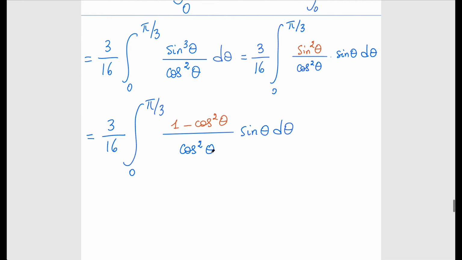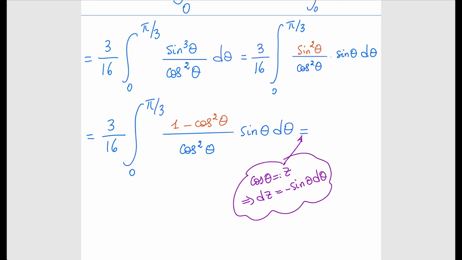I'm going to take cosine theta to be z, let's say. This means that dz, the derivative of cosine, is negative sine theta d theta, right? So the integral becomes 3 over 16 remains the same. Now I'm going to switch the bounds for z, since I'm integrating with respect to z. 1 minus cosine squared becomes 1 minus z squared, divided by z squared, and sine theta d theta is minus dz, right? Correct? So this is how it's going so far.